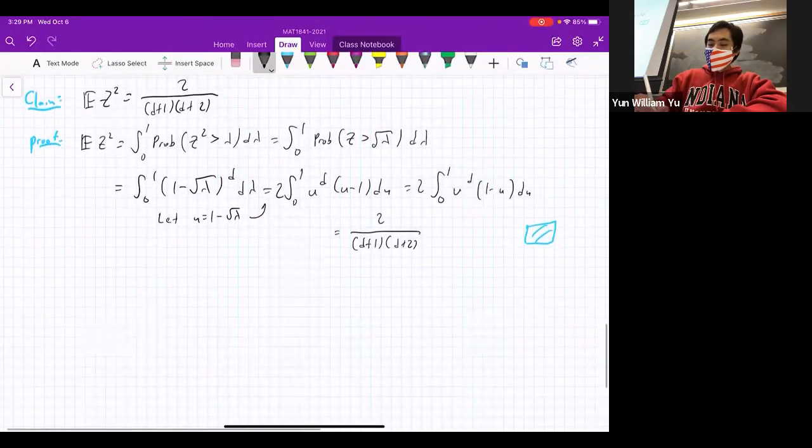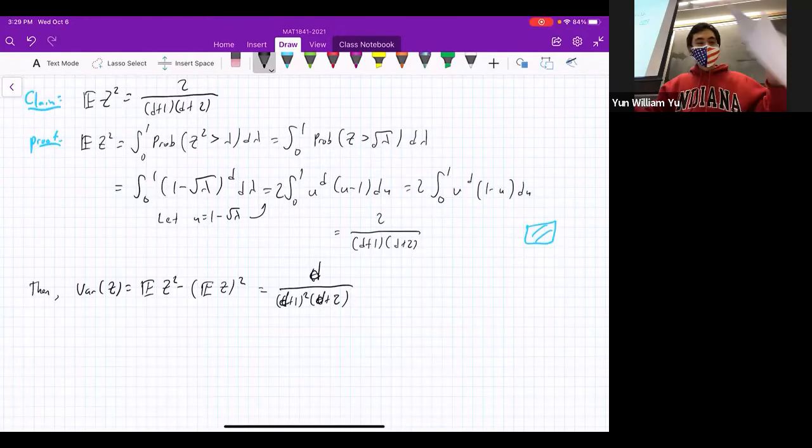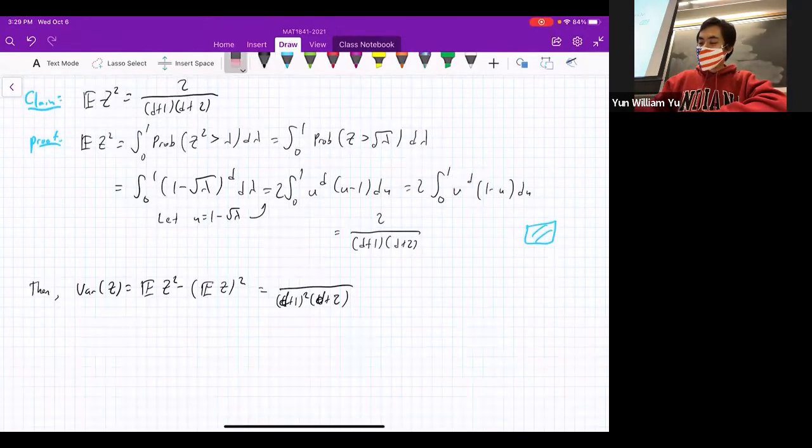But now the important part is that we know that the variance of z is equal to the expectation of z squared minus the expectation of z, squared, which is equal to d over d plus 1 squared times d plus 2. I really apologize. I wanted to change all my notation, and then I changed half of it. And now I'm just going to be confusing myself this entire lecture today. So this is less than 1 over d plus 1 squared.